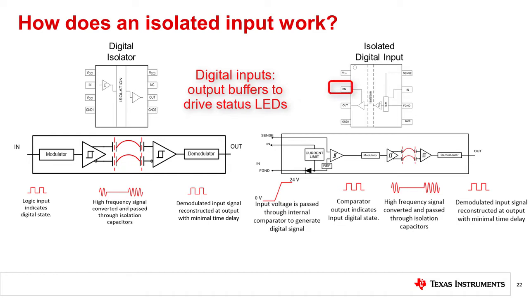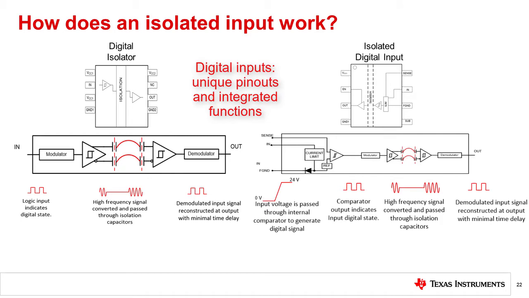The EN or enable pin is used to enable the output buffers, and a low state on the EN pin puts the output buffers in a high impedance state, while a separate supply and ground are required on the secondary side. Input range, pinouts, programmability, and internal functions are unique from one device to the next, and selecting the best isolated input for your design will require a close look at the feature set that best serves the needs of your design.